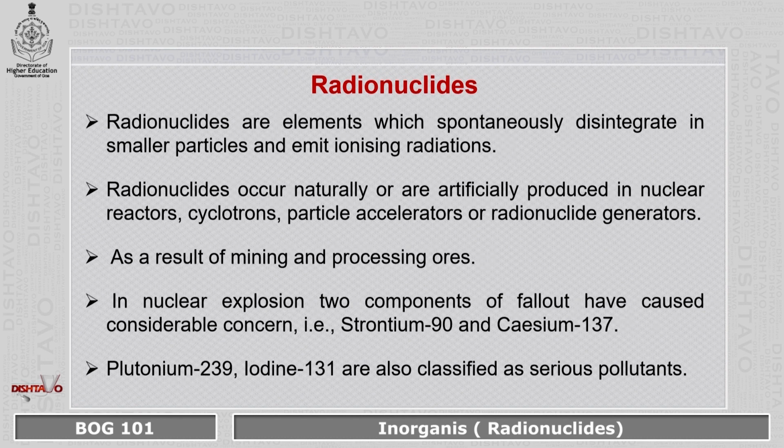In nuclear explosion, two components of radioactive fallout, that is strontium 90 and cesium 137, are a considerable cause of concern. That's why nuclear explosions are banned. Plutonium 239 and iodine 131 are also classified as serious pollutants out of nuclear explosion.